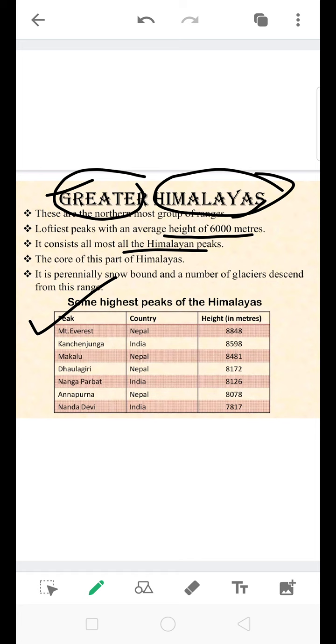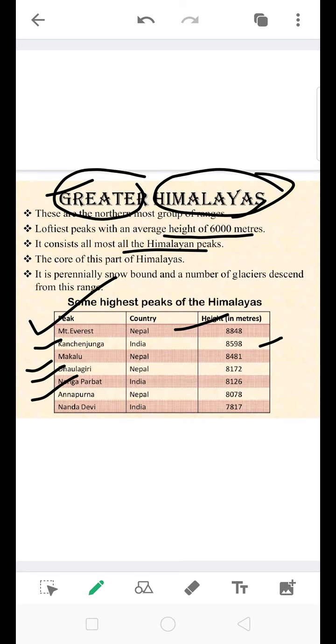Coming on to some of the peaks of the Himalayas, the very first and the highest peak is situated in Nepal, and it is 8848 meters. The second highest peak, but the first in India, is the Kanchenjunga, that is 8598 meters. Then we have again Nepal, the peak Makalu, 8481 meters. Then we have Dhaulagiri, again in Nepal, 8172 meters.